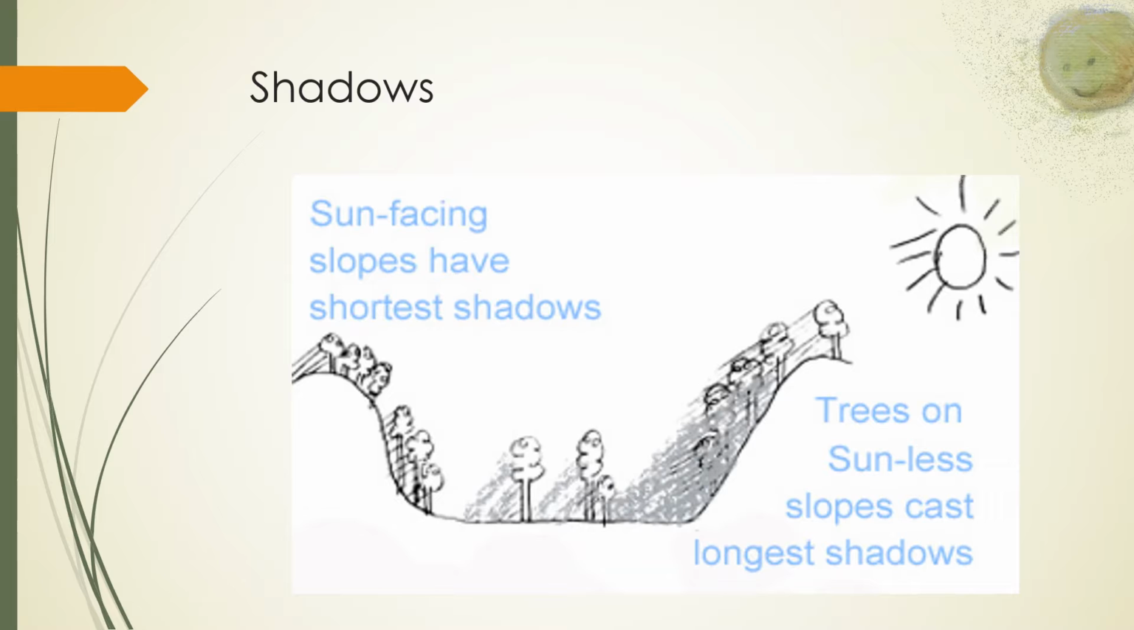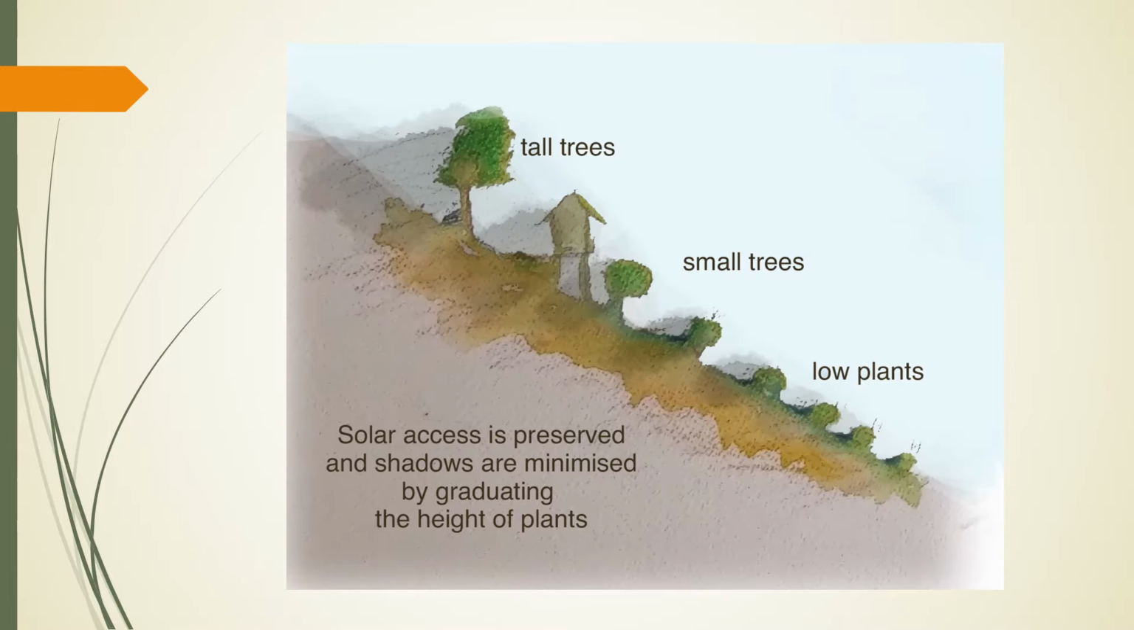If you have a look at the effects of shadows, on the right-hand side there, we've got trees on a sunless slope. They cast really long shadows, but when you've got trees, and structures for that matter, on the sunny side, the shadows are shorter. So if you're thinking about village design, then I would probably dedicate the shady areas to forest.